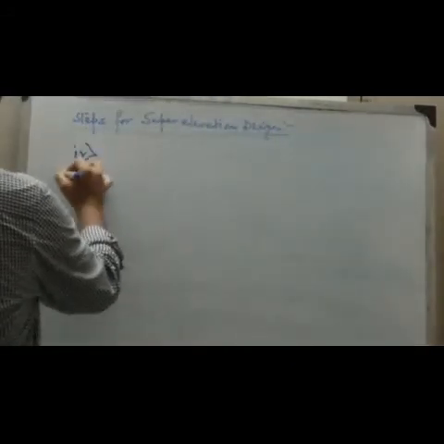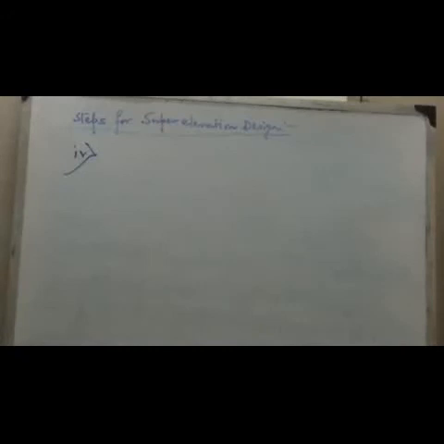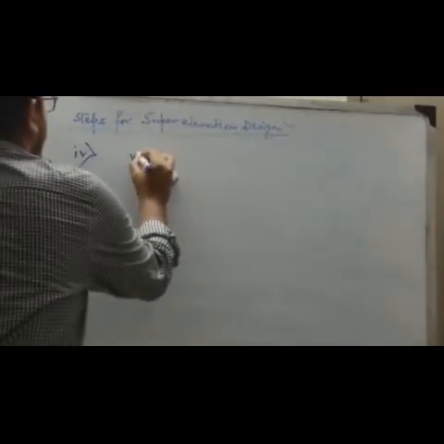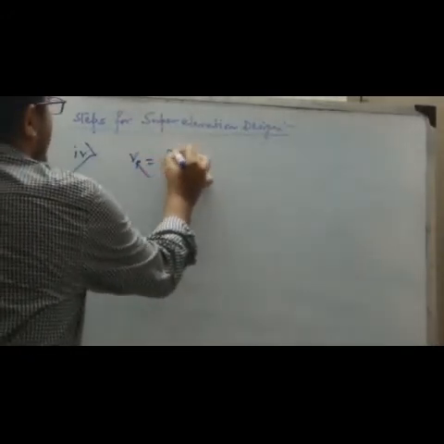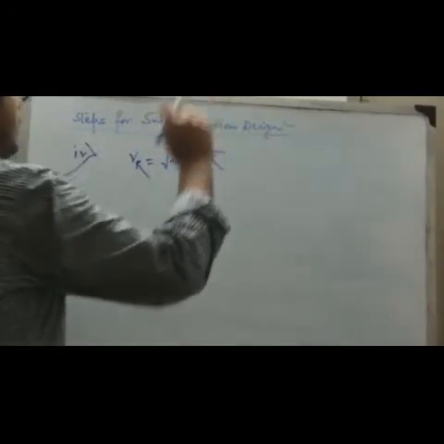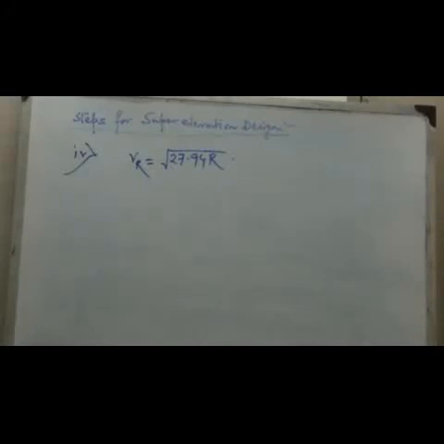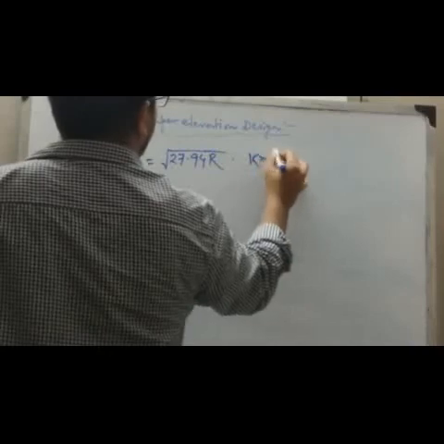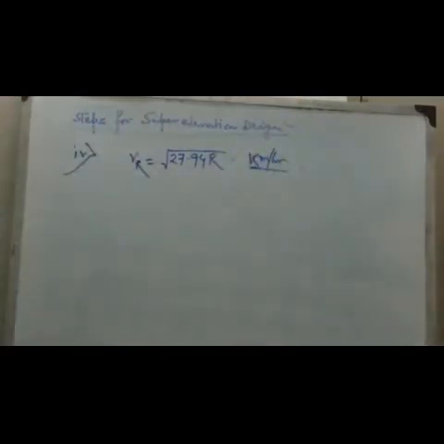And for this case, what will be the value of the speed restriction? That is V of restricted speed equals 27.94 into R, under root. This is the restricted speed in kilometer per hour. So these are the steps for super elevation design.